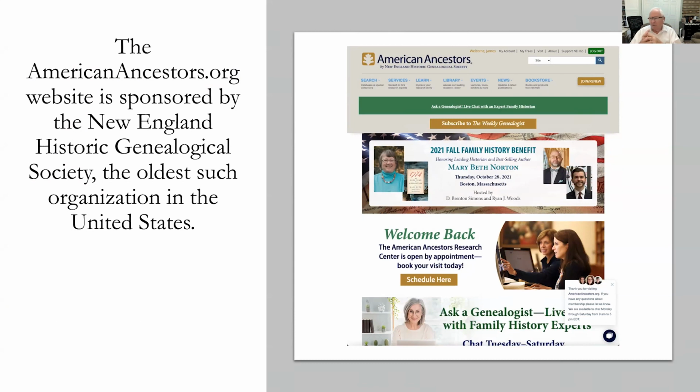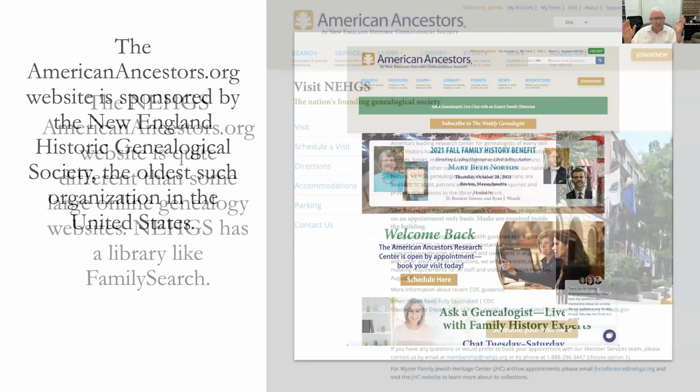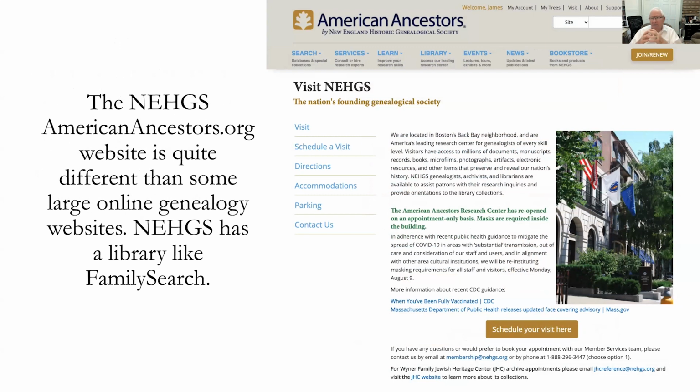And I mentioned that it's sponsored by the New England Historic Genealogical Society, and this is the oldest such organization in the United States. It was founded back in the early 1800s. It is, and it's quite different.